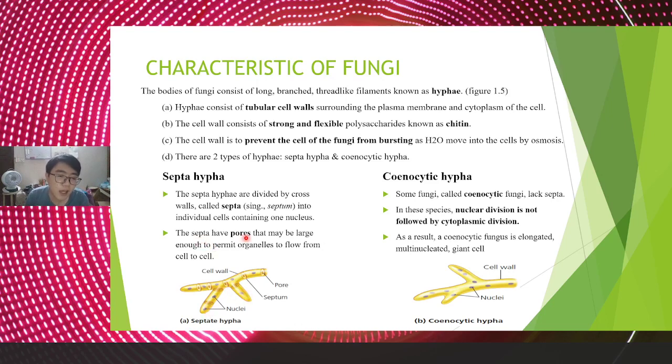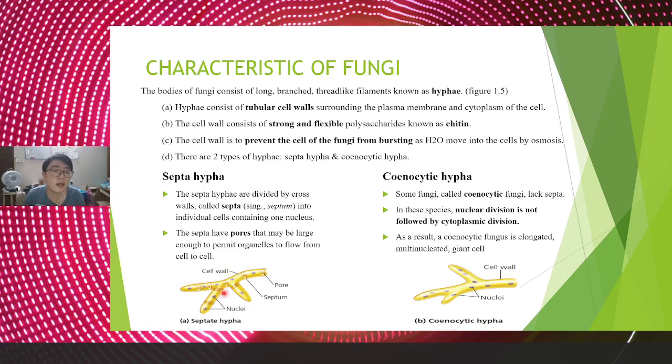And then the septa have pores that may be large enough to permit organelles to flow from cell to cell. So there is a pore in the middle part of the septum, a hole. This hole is large enough to let organelles move from cell to cell. So it does not mean that all the organelles of the fungus stay in only one section. Actually the organelles can move, maybe here, maybe here.